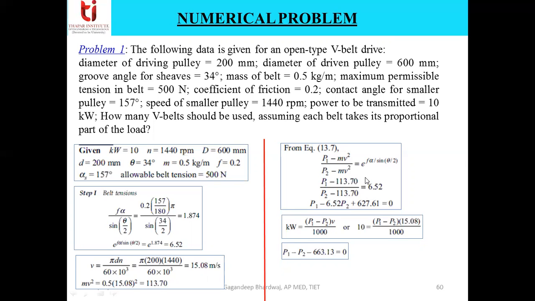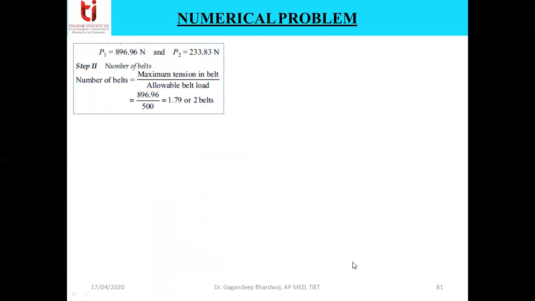In this equation, there are two unknown variables, that is P1 and P2. One equation is from power transmission, which is given as 10 kilowatts. From this expression, one equation will form. So there are two equations. One is P1 minus 6.52 P2 plus 627.61 equals 0. And the second equation is P1 minus P2 minus 663 equals 0. By solving these two equations simultaneously, you will calculate the values of P1 and P2. So the number of belts required is maximum tension in the belt divided by allowable tension. Maximum tension is 896 and allowable is 500. From that you can calculate the number of belts, which is 2.